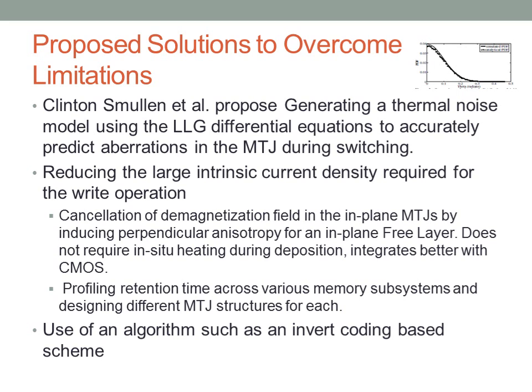Some of the proposed solutions to overcome limitations are given as follows. Smullen proposed generating a thermal noise model using the HSPICE and LLG differential equations to accurately predict aberrations in the MTJ during switching. Now, by predicting these aberrations, one can improve their design in such a way that it is more thermally stable during switching.